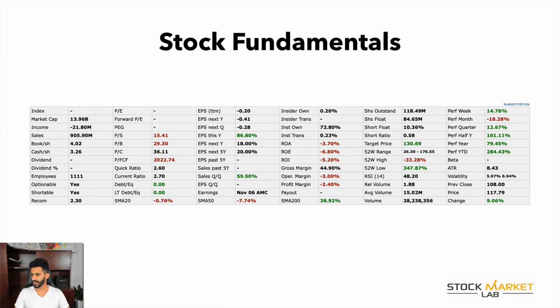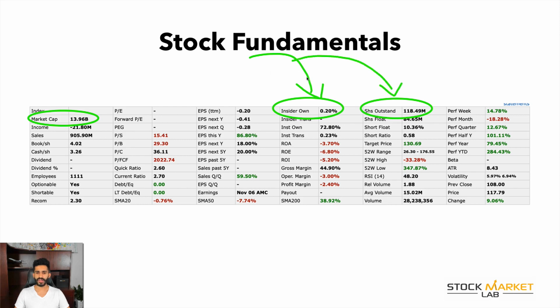Some fundamentals, such as the following: market cap, how much the company is valued at, right? Insider ownership, shares outstanding. I'm focusing on certain fundamentals that I think everyone should have a solid understanding of before they begin trading. Now, if you take a look here, there's a lot of different information, right?